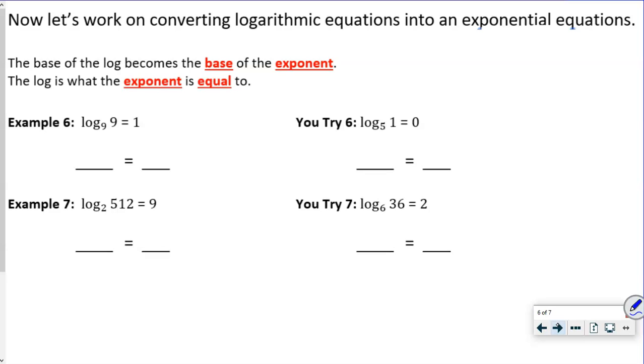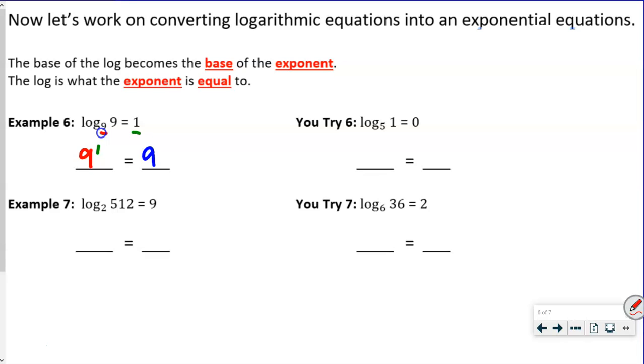Oh no, sorry, not these. We're going to actually now go from log to exponent. So remember, our base is our base. So here's our base, 9, and we're going to take it to the power over here, the 1, and 9 to the first is what? You got it. It's just 9. Okay? So here again, you try. So the base of the log becomes the base of the exponent. The log is what the exponent's equal to, right?